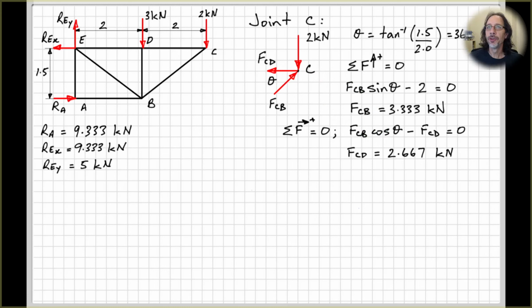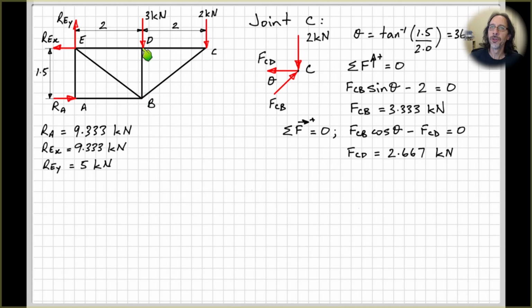All right, so let's move on to the next joint to analyze. We can choose joint D or joint B. Which would you choose? I'm going to choose joint D. Do you know why? Because if I go to joint B, I've got one known force, FCB, that I've just calculated, but then 3 unknown forces in the other 3 members that are attached here.